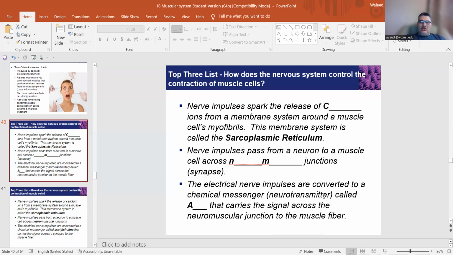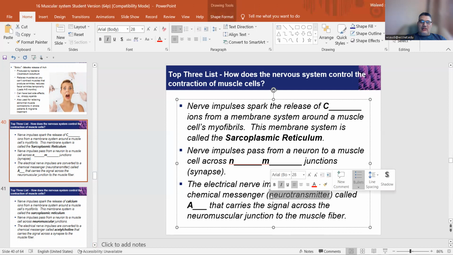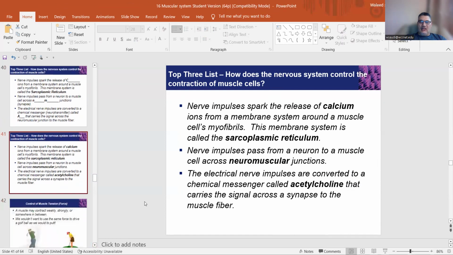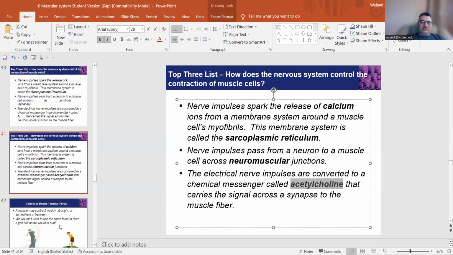What's the name of that neurotransmitter that leaves the neuron and goes to the muscles to give them the signal? Acetylcholine.